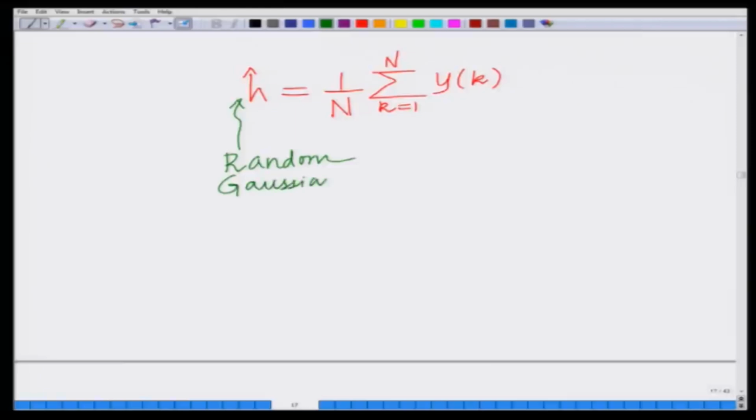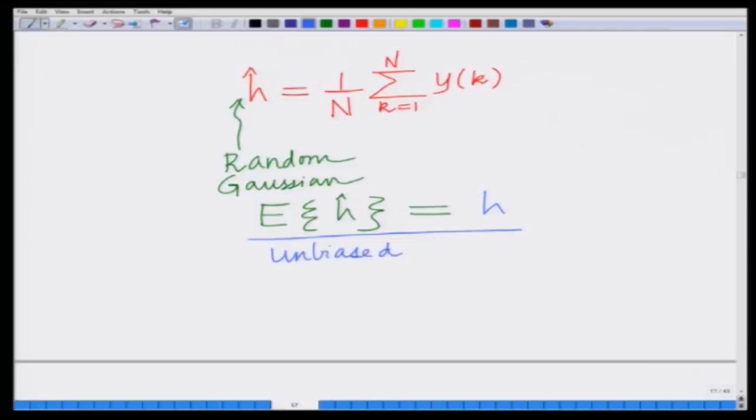Gaussian in nature, and we had in fact characterized the mean, that is the expected value of this estimate h hat. We had said it is equal to the true value of the underlying parameter h, and such an estimator, the sample mean, is basically an unbiased estimator, that is the average value of the estimate is equal to the true value of the underlying parameter. That characterizes the mean of the estimate, that is the expected value of h hat. Let us now look at the other aspect, that is the variance of the estimator.